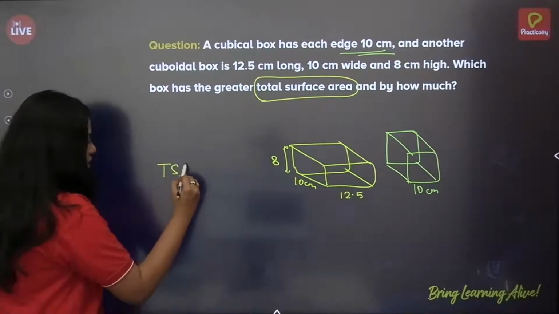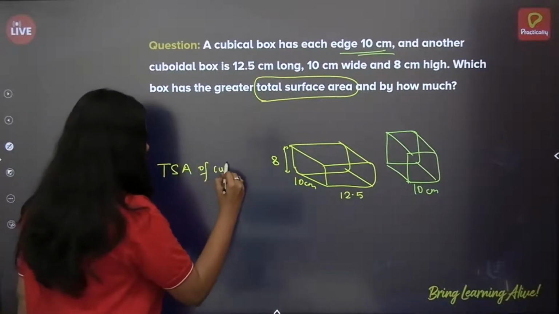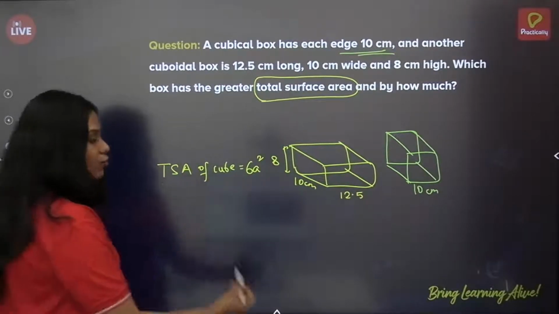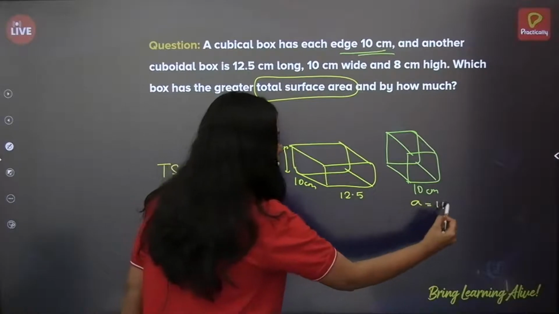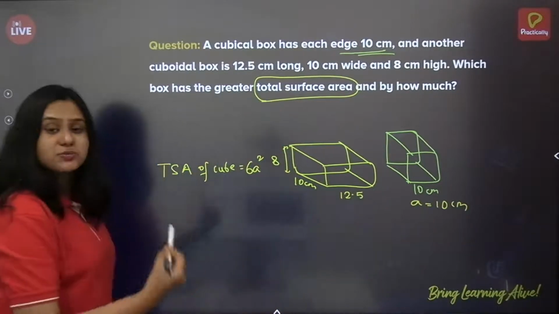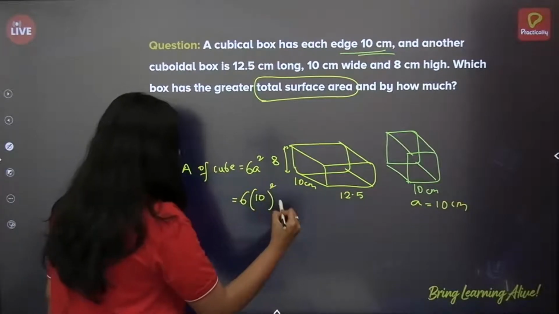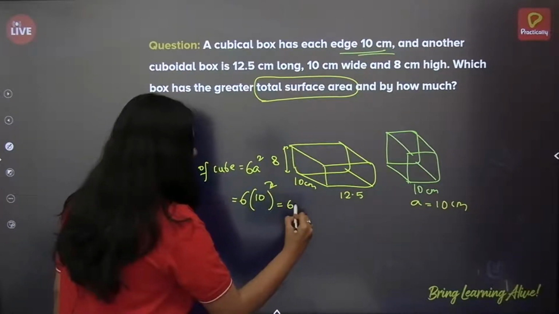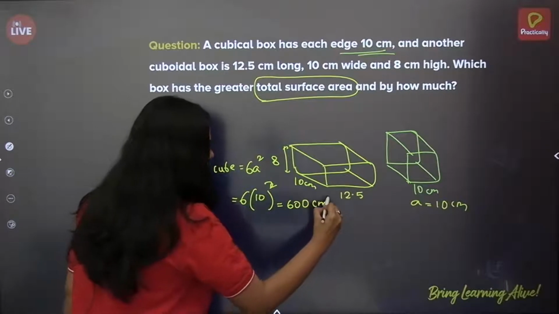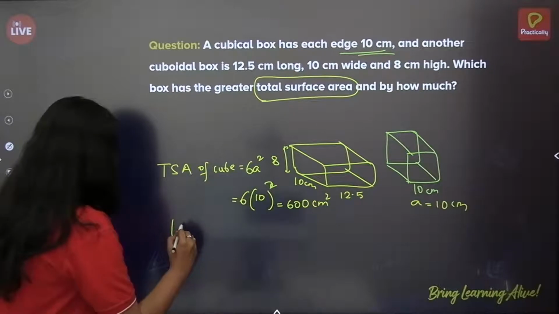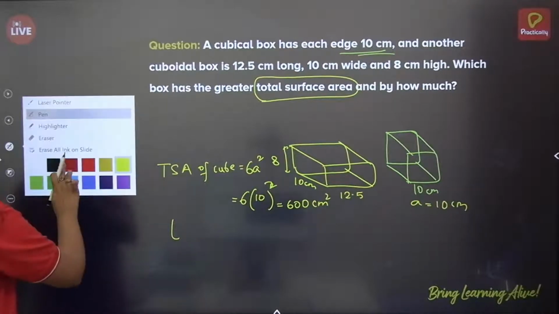Total surface area of cube. It is 6a square, correct? And what is A? A is equal to 10 centimeter. Now, just substitute the value in the formula. 6 of 10 square. That is nothing but 600 centimeters square. Right? Okay. Next. I'm sorry, I'm just calculating LSA by mistake.